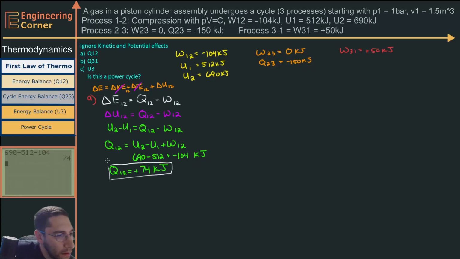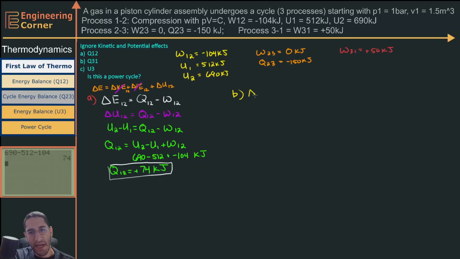Okay, and now let's look at part B. And maybe you think, okay, this worked from 1 to 2. Let's try the same thing from 3 to 1. I know my bar is off and it says 2 to 3, but we're going 3 to 1. Okay, so let's do that.